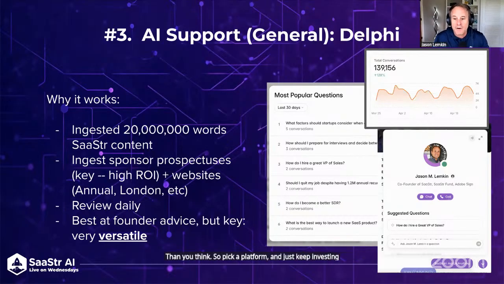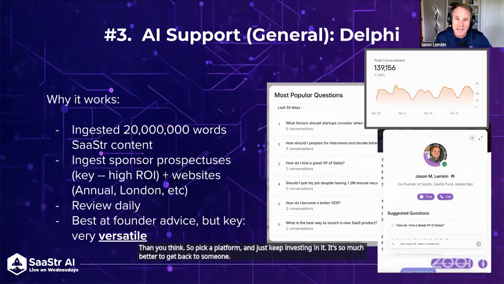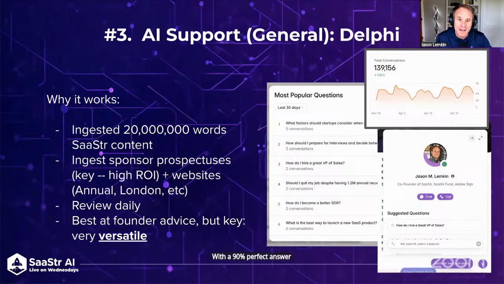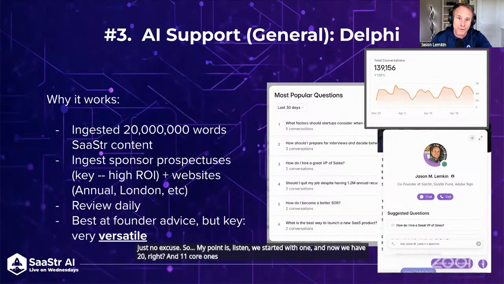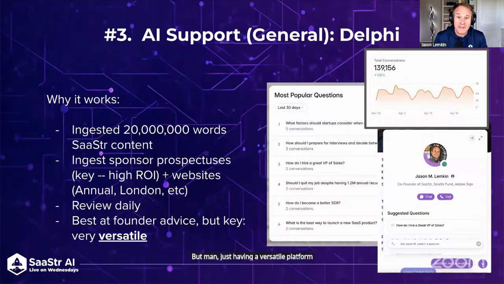It's so much better to get back to someone with a 90% perfect answer in real time than any brutal other process. There's just no excuse. So my point is, listen, we started with one and now we have 20, right? And 11 core ones. So this general platform was not enough. But man, just having a versatile platform versus nothing is so much better. It's just so much better, right?